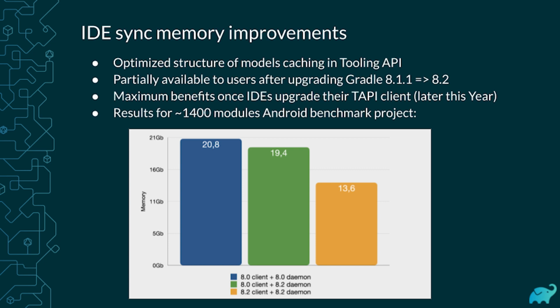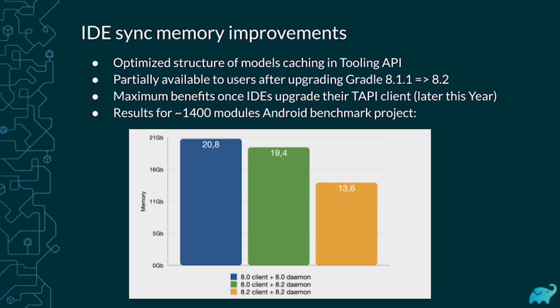So 8.2 brings an optimized structure for model caching in the Tooling API, and end users can get benefits only by upgrading the daemon version of Gradle from 8.1.1 to 8.2, and can partially get benefits.